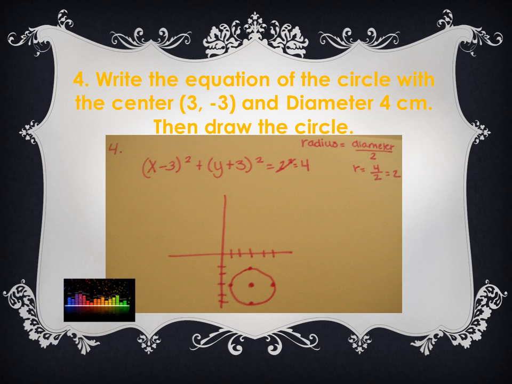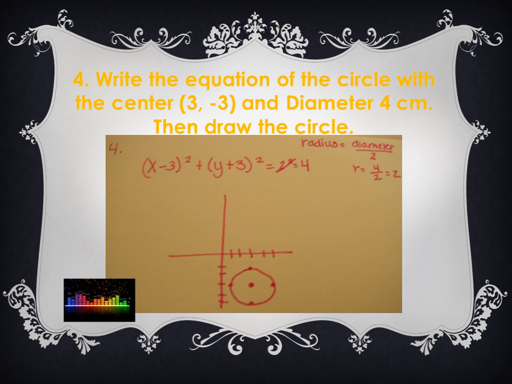To write the equation of a circle, you take whatever your center is and take the opposite signs. So when you're given a positive 3, you get x minus 3 squared. Then you are given a negative 3, y plus 3 squared. Then to find the radius, you divide the diameter by 2, so 4 divided by 2 is 2. Then in your standard form equation, you square the radius, giving you 4. So your equation is x minus 3 squared plus y plus 3 squared equals 4.